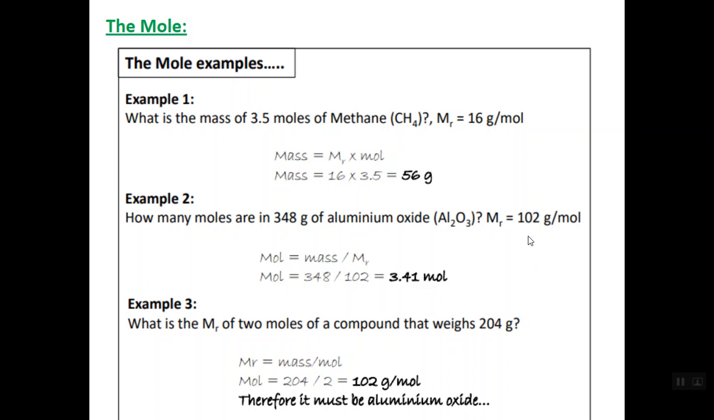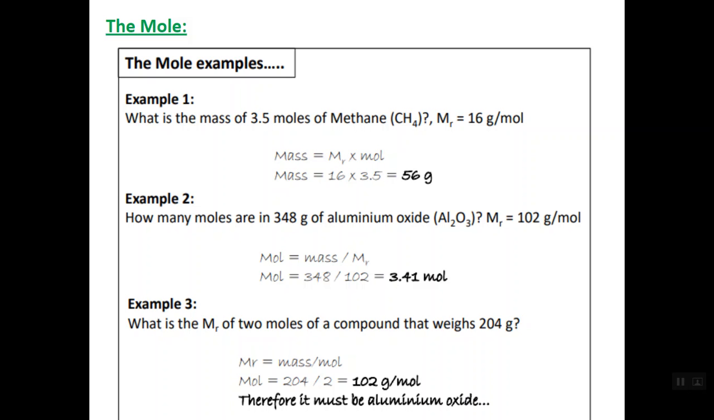Now, how many moles are in 348 grams of aluminium oxide? Again, you're given the MR. This time you're looking for the moles. Moles equals mass divided by MR. Put your numbers in. So there's your mass because it must be the mass because it's in grams. Divided by your MR, 102, gives you 3.41 moles. So a question that looks pretty scary can just be solved by putting the numbers into that equation that we've been talking about.